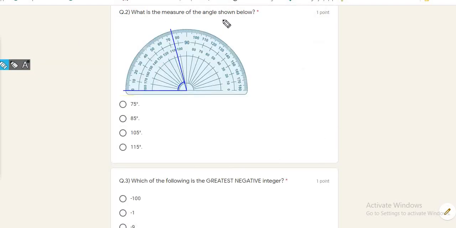Question 2. What is the measure of angle shown below? As we can see in the protractor, as we move from 0 degree, the other leg of the angle is between 70 and 80 degrees. So it is 75 degrees. So the angle is increased from 0 degree to 75 degrees. So A is the correct option, that is 75 degrees.